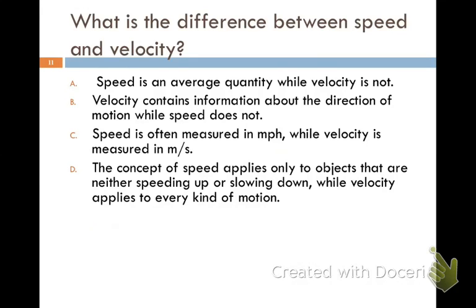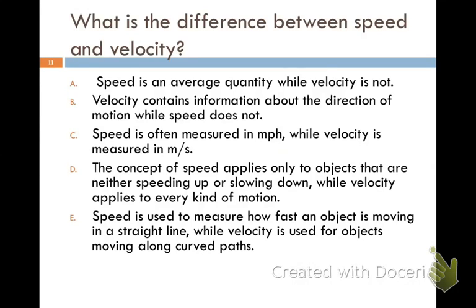Another reason we're going to be using it more is the concept of speed applies only to objects that are neither speeding up or slowing down, while velocity applies to every kind of motion. So it's a little bit more dynamic. We're going to be able to use it a lot more readily. So we're going to be using velocity more for that reason too. And finally, the last reason is speed is used to measure how fast an object is moving in a straight line, while velocity is used for objects moving along curved paths as well. So it's a little bit more dynamic, great for physics.